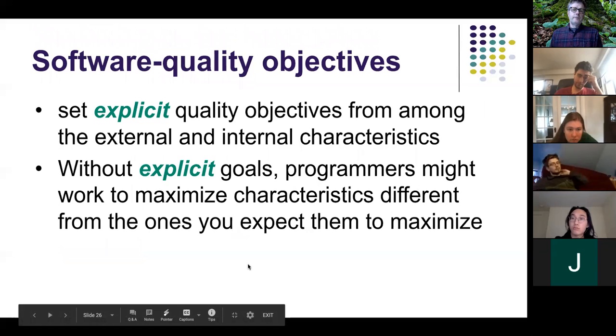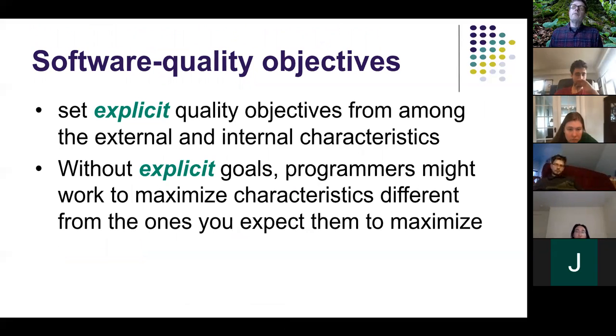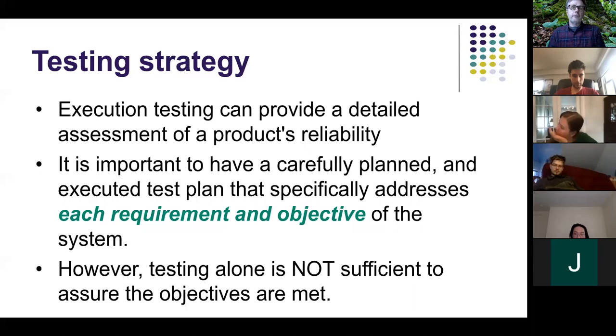So the idea is, when you build software, to have an explicit set of quality objectives among the external and internal characteristics. Without explicit goals, it's a shot in the dark. You have to sit down and say, these are our goals, and these are the processes that we're going to use to assist us in achieving those goals. And these are the measurements and the tests that we're going to use to determine whether we actually did hit that goal, right? So it takes planning, it takes testing, it takes evaluation to meet specific goals or objectives.